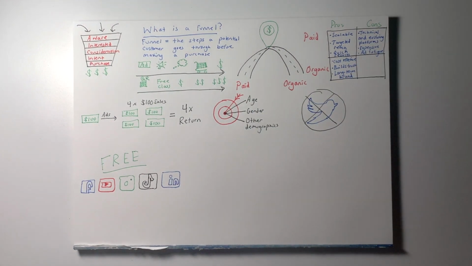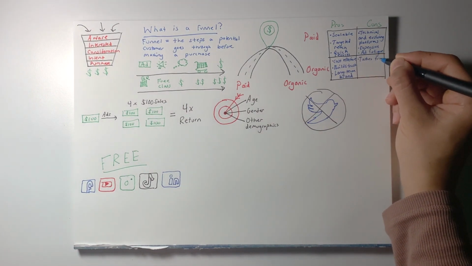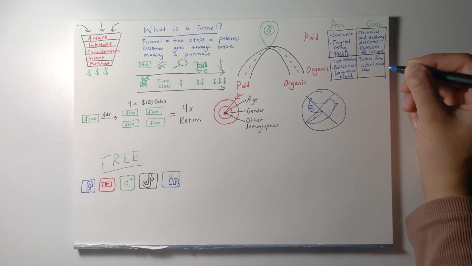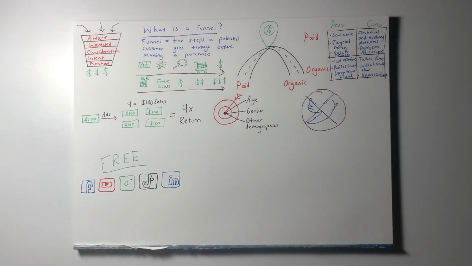Now, the cons of organic is that it takes time to build a loyal audience base. And also, initial sales can be low in the very beginning, and the results can be very unpredictable.